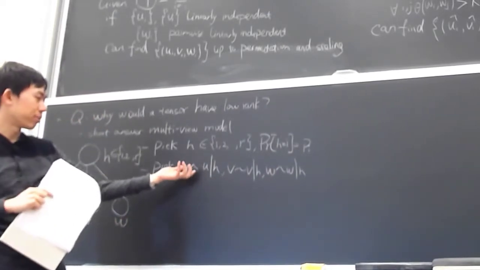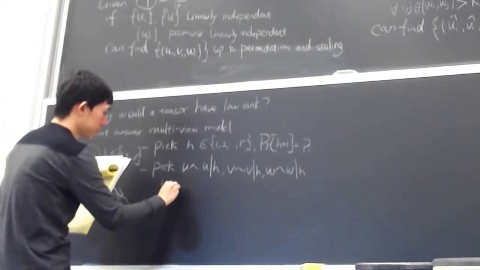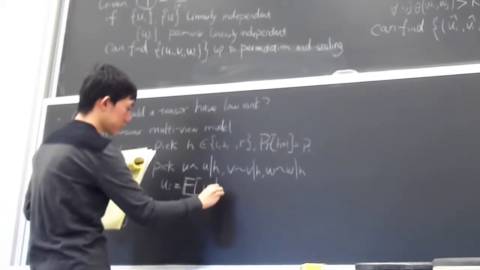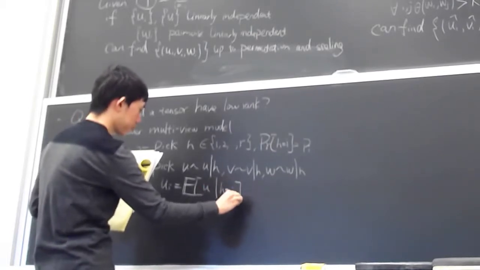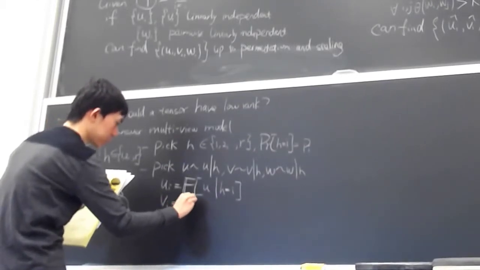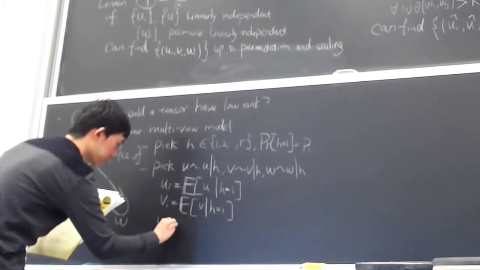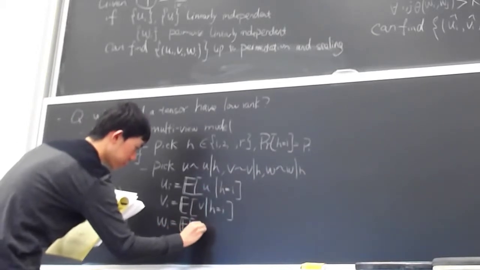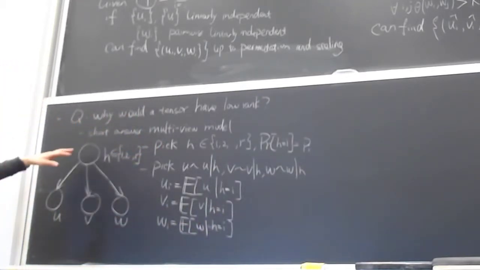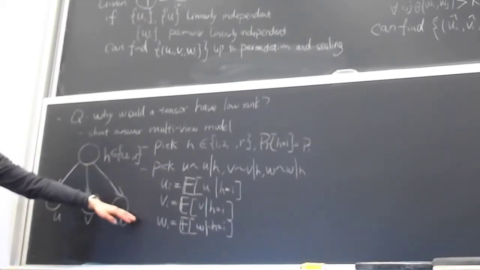After we pick H, let's define Ui to be the expectation of U conditioned on H equal to i. Similarly, we define Vi to be the expectation of V conditioned on H equal to i, and Wi to be the expectation of W conditioned on H equal to i. So once we pick H, Ui, Vi, Wi have different expectations.